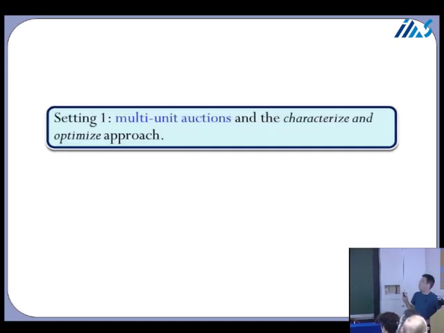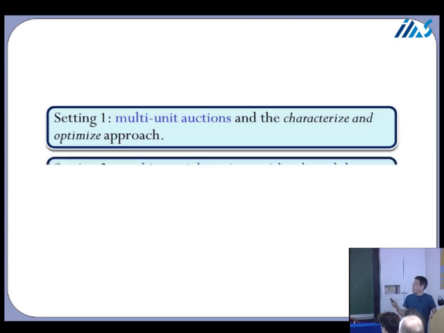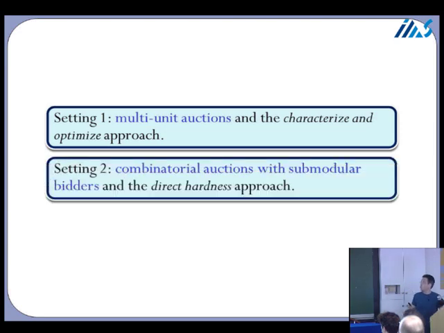The first setting is going to be a multi-unit auction. In this setting, we're going to use the characterize and optimize approach to prove an impossibility result. The second one is going to be combinatorial auctions with submodular bidders. In this setting, we're going to use the direct hardness approach in order to prove an impossibility result. Most of this talk we're going to spend on the second setting, combinatorial auctions with submodular bidders. So what I want to do now is to formally define this setting.